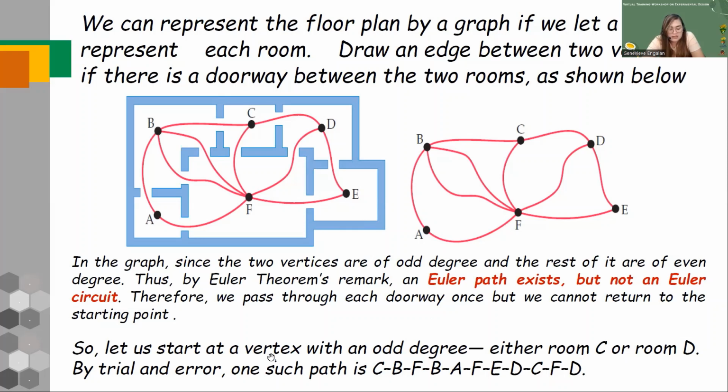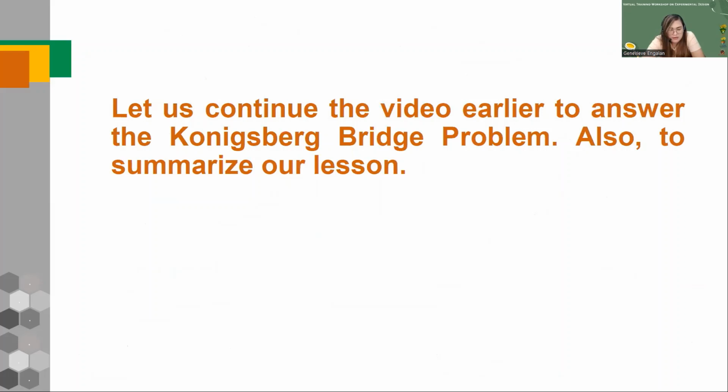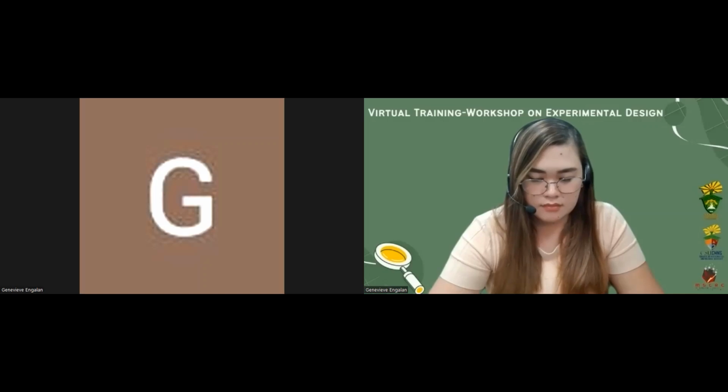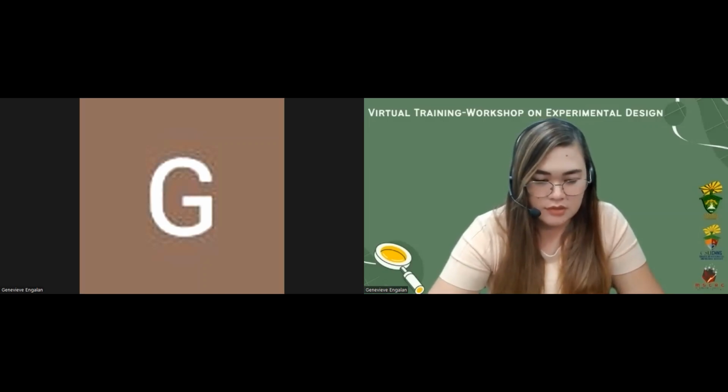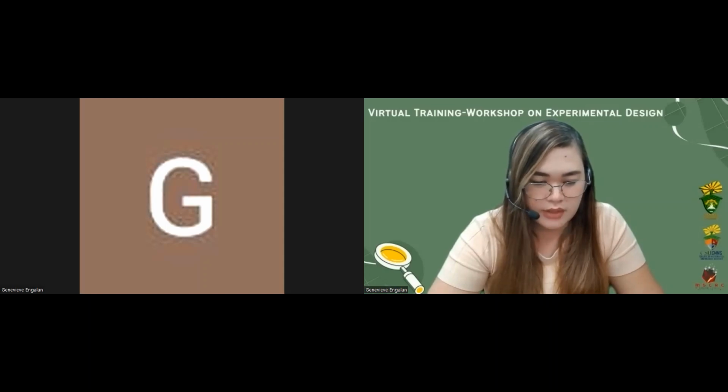So let us start at a vertex with an odd degree, either room C or room D, by trial and error. One such path is to start at C, go to B, then F, E, D, C, F, D. That's it for this topic. That's it for the Eulerian graphs.